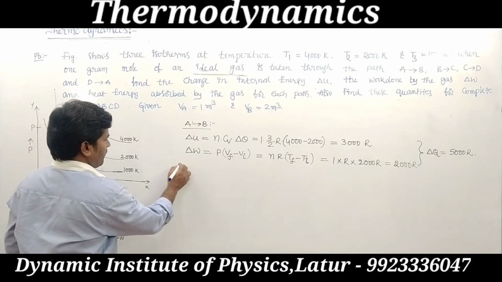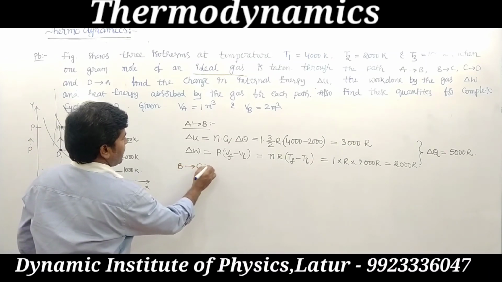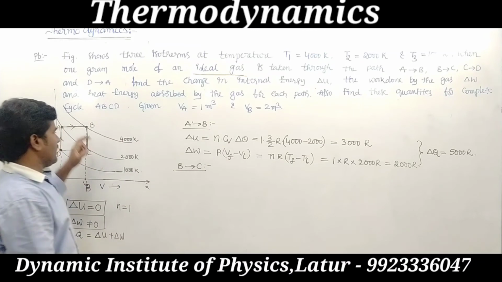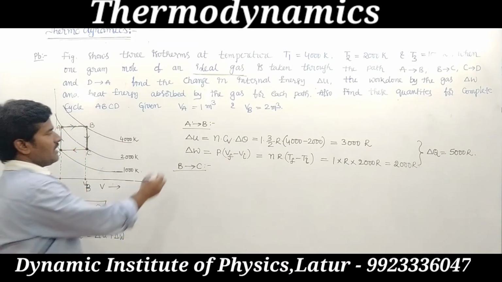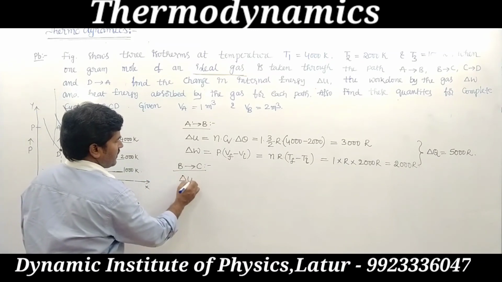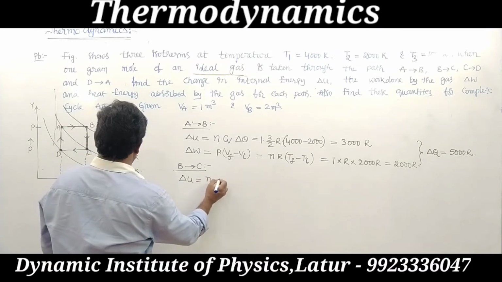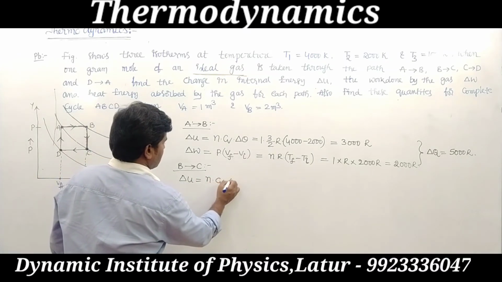Again B to C. For this B to C process, internal energy delta U equals n into Cv into delta theta.